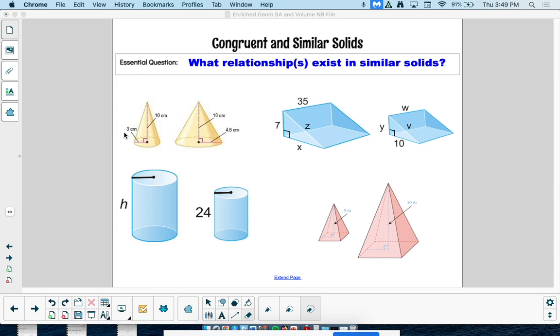But this lesson today is going to feel really similar to what we did at the end of last chapter. Last chapter we had congruent and similar figures, but now they're three-dimensional, so they're solid. So again, one's going to be big, one's going to be small, and we'll just learn some properties about them.